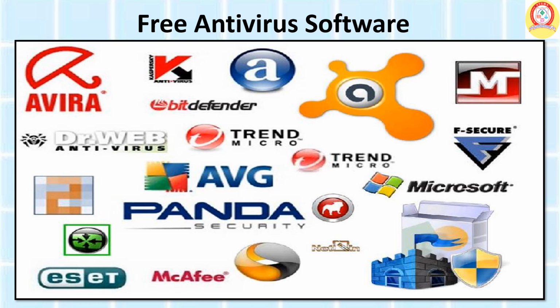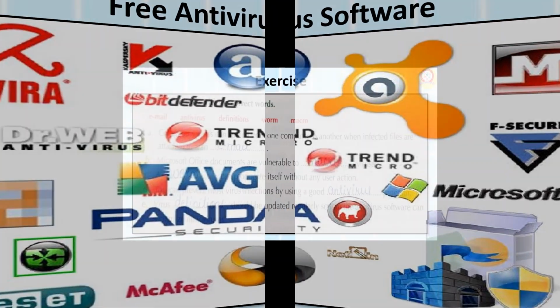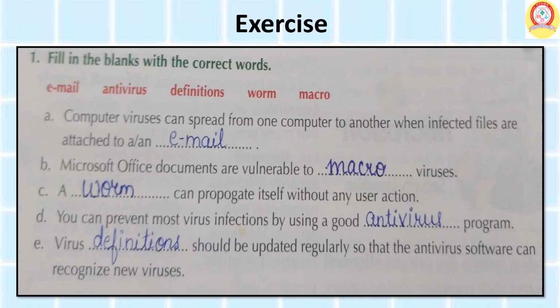Okay, children? Open your textbook page number 66, question number 1, exercise. Fill in the blanks with the correct words. A1. Computer viruses can spread from one computer to another when infected files are attached to an email.